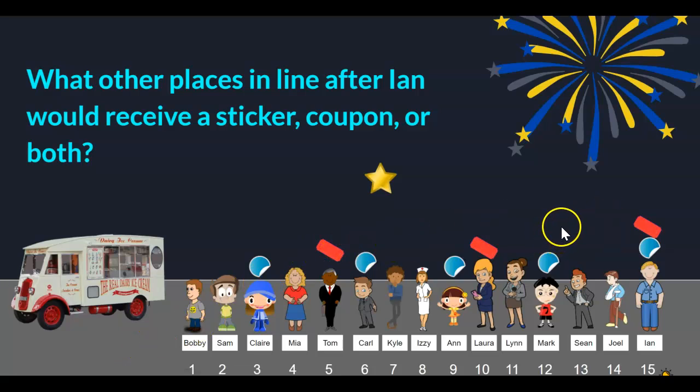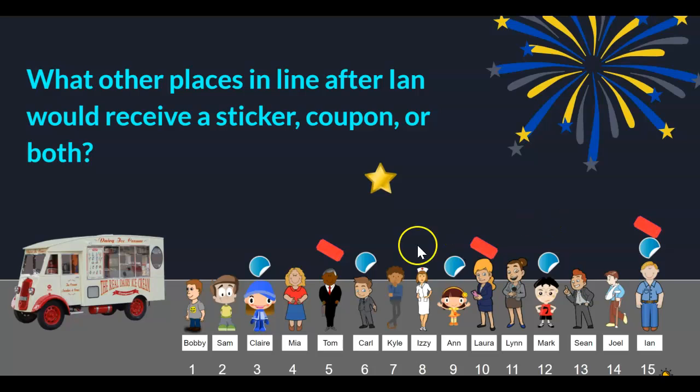So just want you to consider this. What other places in line after Ian, Ian is the last person, what other places in line after Ian would receive a sticker, coupon, or both? Let's just consider it. And what I want you to do is write your answers in your notebooks.